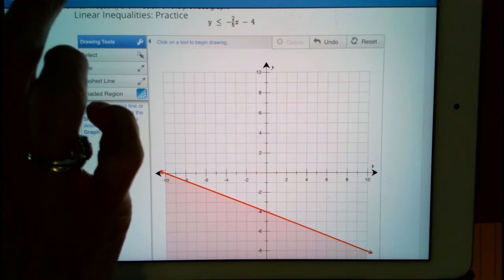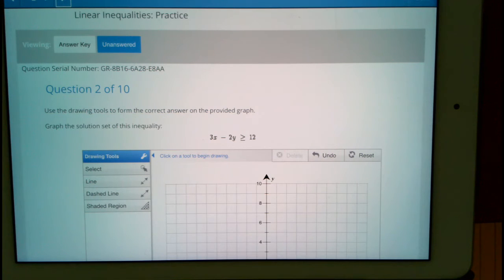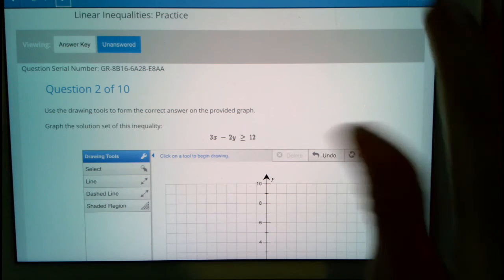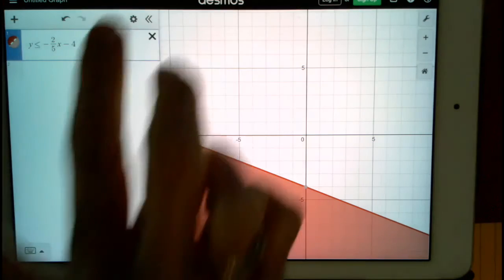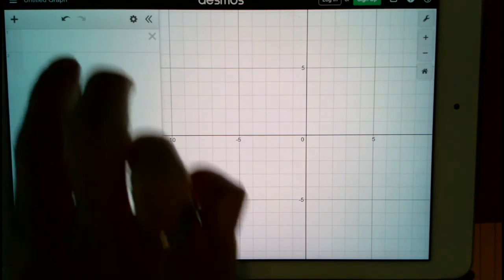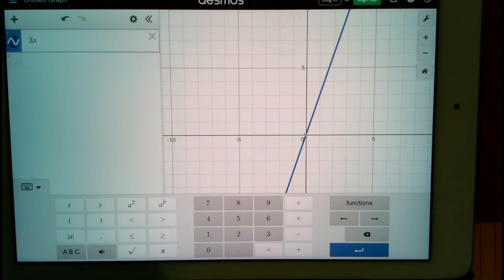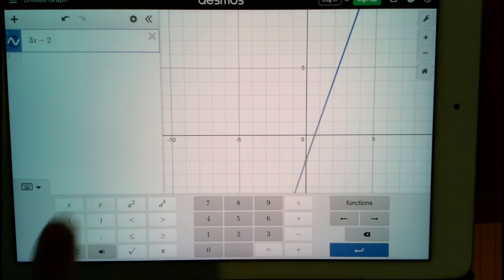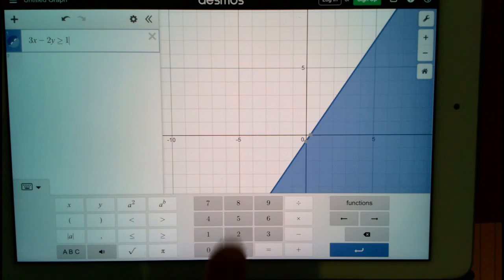If we look at the next problem, it's very, very similar. The thing is, this is not written in slope-intercept form, but we're still doing the same thing. We're going to graph it, and in order to get this graphed, let's flip over to Desmos and type it in. 3x minus 2y is greater than or equal to 12. So here's our picture.